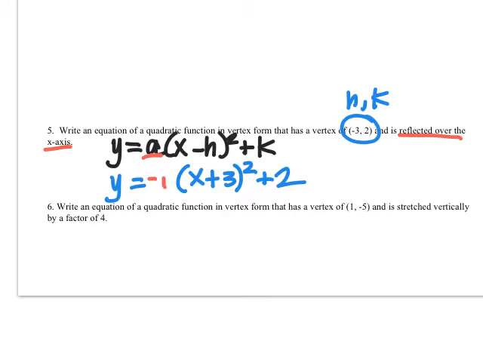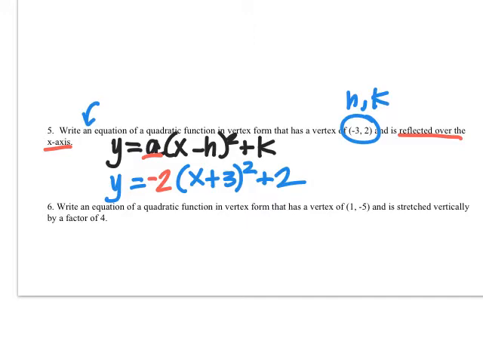I could make a -2, I could make a -3, I could make a -1/2. I could really make it anything. I'm not being very specific about what a is, and that's why these instructions say to write an equation. But later in this video, we are going to write the equation that represents only one graph. So this answer could be different for all of us.